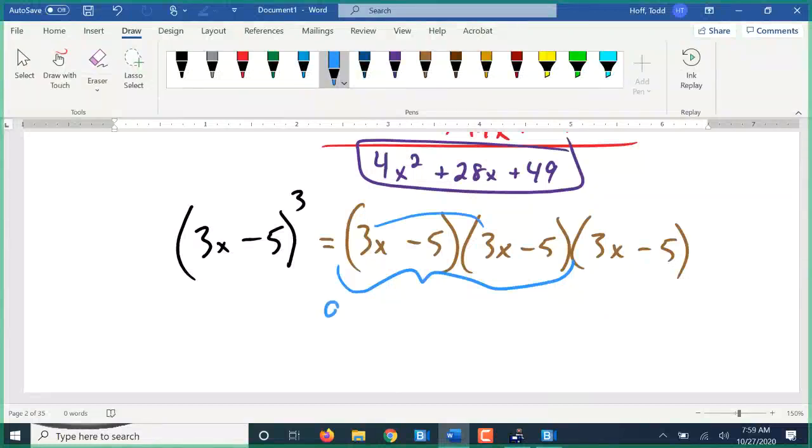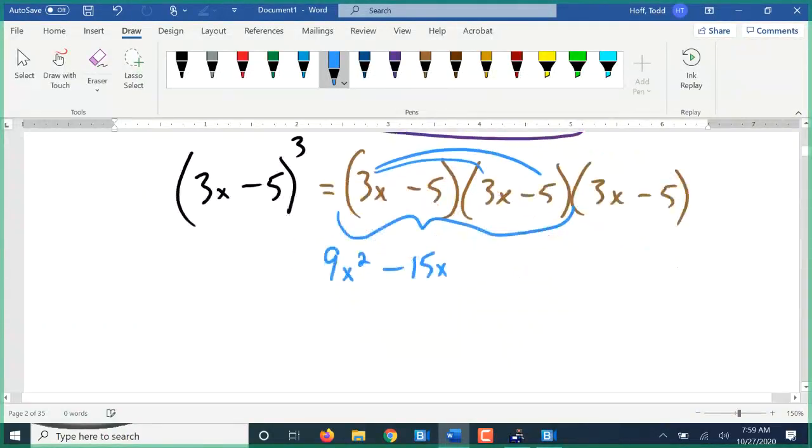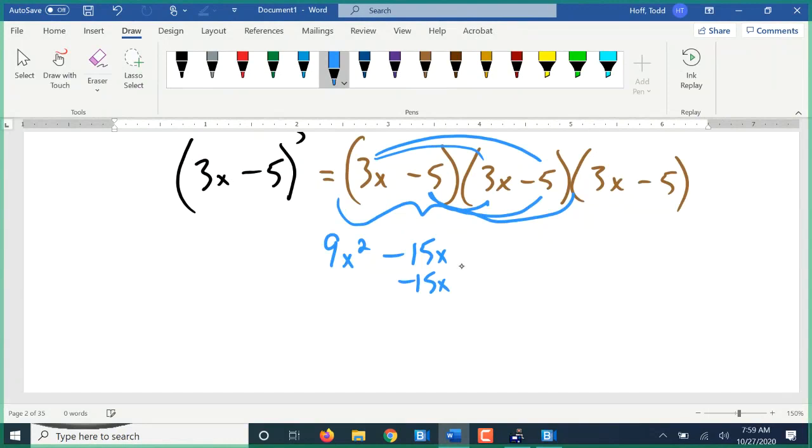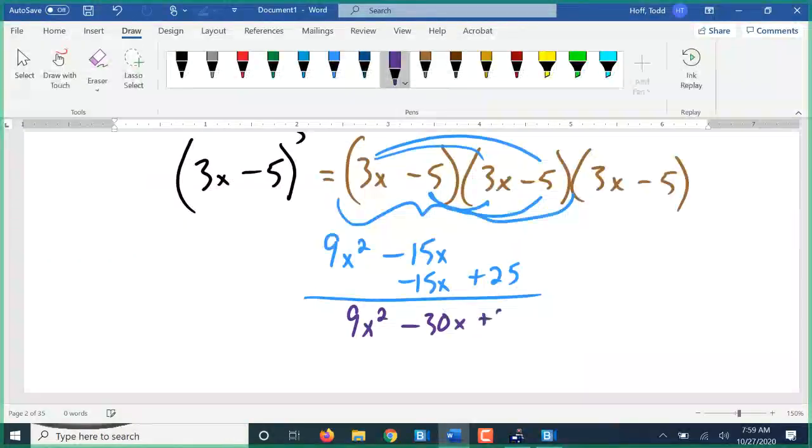3x times 3x is 9x squared. 3x times negative 5 is a negative 15x. Negative 5 times 3x is another negative 15x. Negative 5 times negative 5 is a positive 25. So add those up, we have 9x squared minus 30x plus 25. Then that's going to get multiplied by the 3x minus 5.